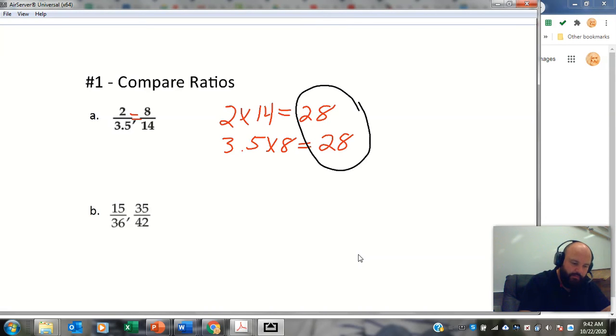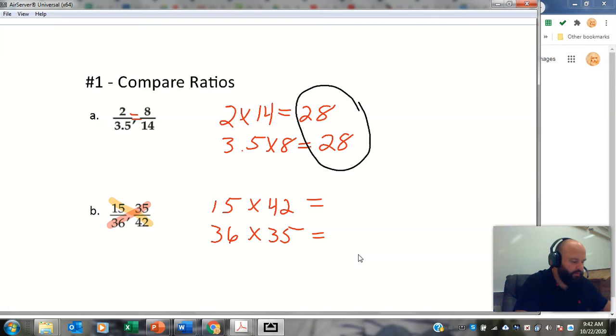Now, if we look at the next one, I'm going to do 15 times 42. So that's the first one. And then I'm going to do 36 times 35. So again, to highlight, I'm going to do 15 times 42, and then I'm going to switch over and do 36 times 35. Now, actually multiplying those out, when I do 15 times 42, I get 630. When I do 36 times 35, I get 1,260.